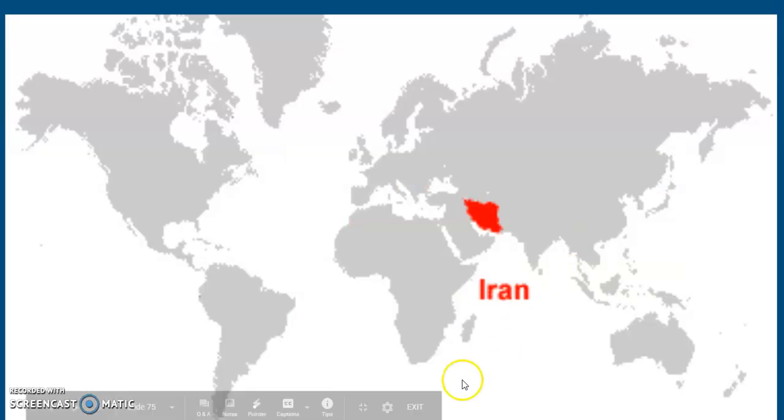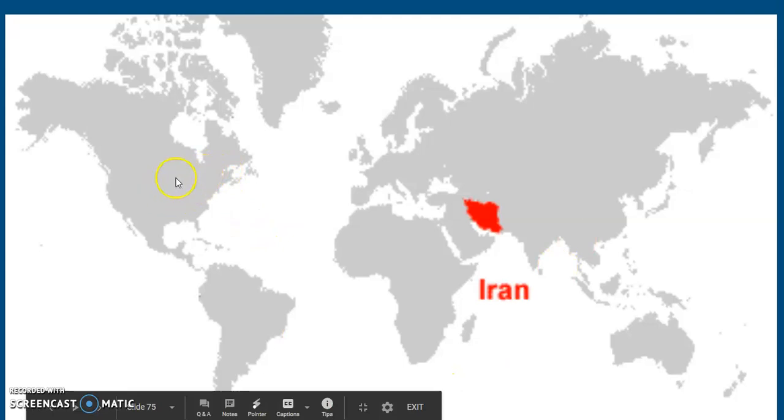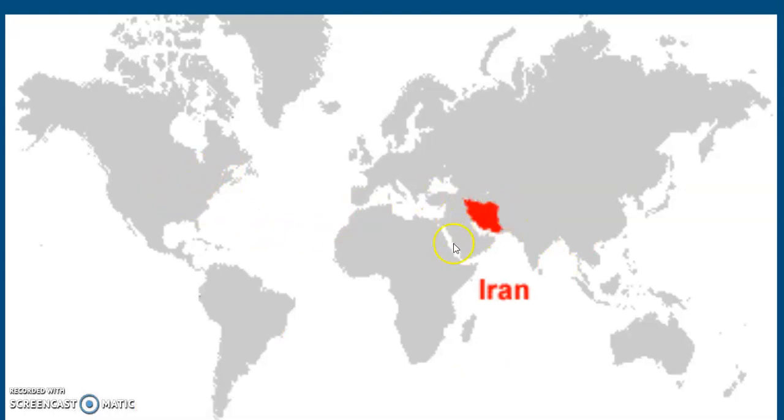Number one, this is the flag of Iran. So whenever you see this, you know that you're talking about Iran. Here's where Iran is located. So here we are in Chicago, so Iran is over here. It's a pretty big country. It's located in the Middle East. It actually has a really strategic and important location. It's at the crossroads between three different continents.